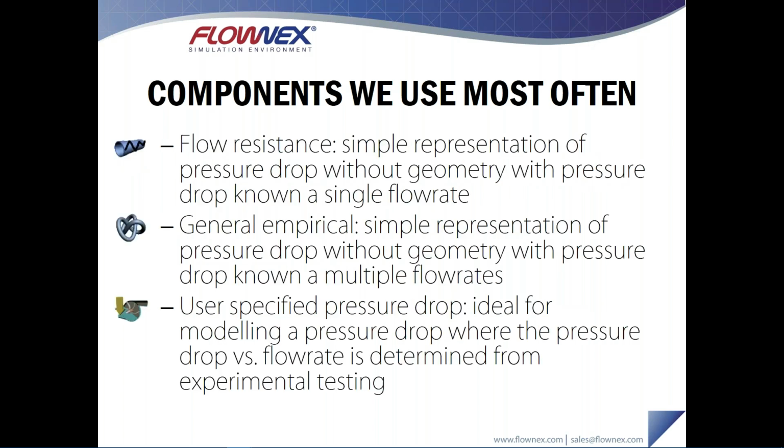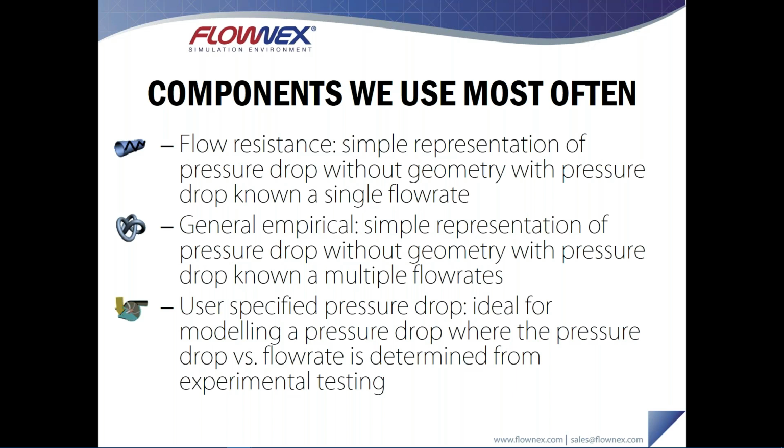The next section I'd like to talk about are generic pressure drop components. So here we have three different options that I tend to use. We have a flow resistance component, a general empirical relationship component, and then a user-specified pressure drop. These are all used when you don't have a geometric representation for the component. So it's not a duct with a hydraulic diameter or an area or something like that.